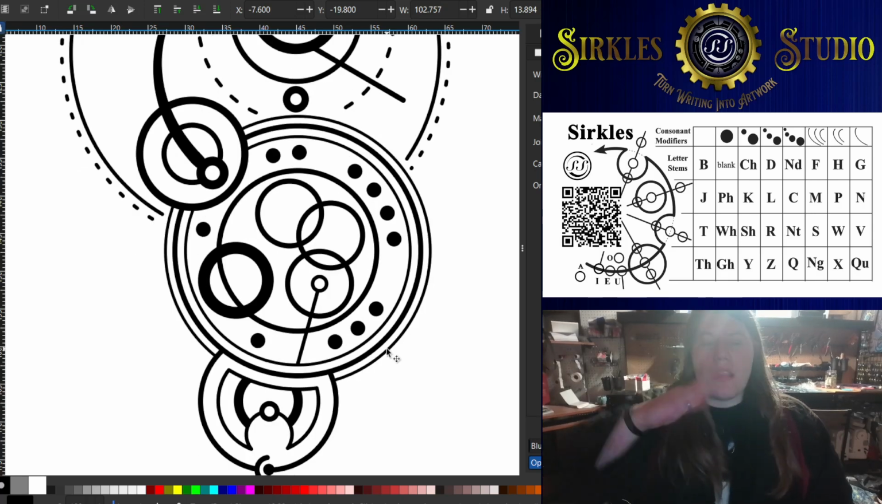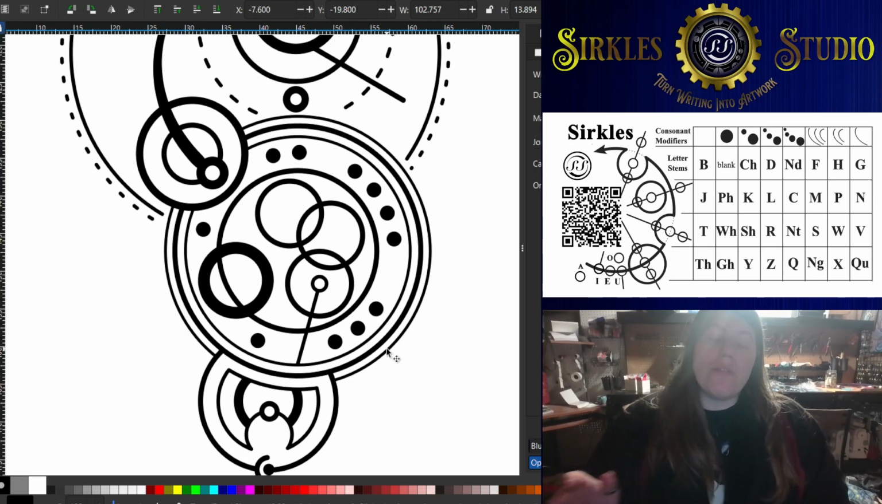So those are the rows and the columns, and then to get the letters, you combine the rows and the columns. This 3-dot floating circle is going to be in the 3-dot column and then in the floating circle row, and that lines up to be the letter L, where this has 3. This has 1, 2, 3, 4 dots, and it's the letter C, and this has 2 dots, so it's the letter K.